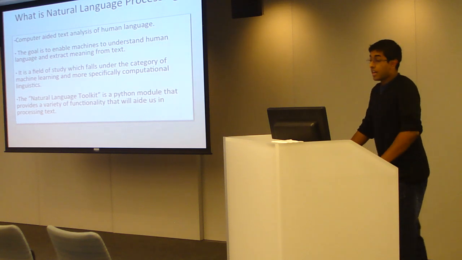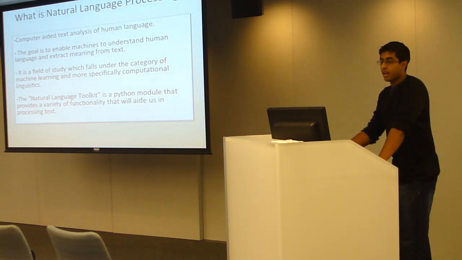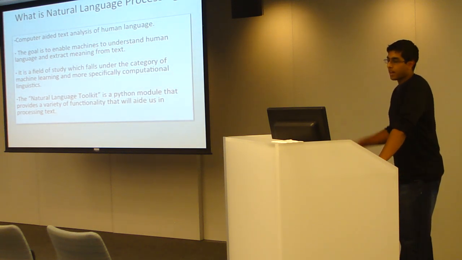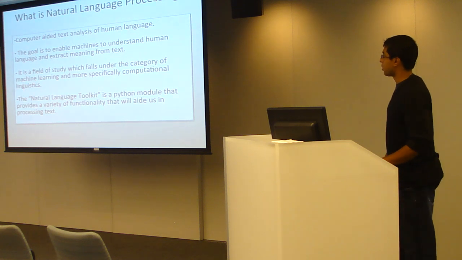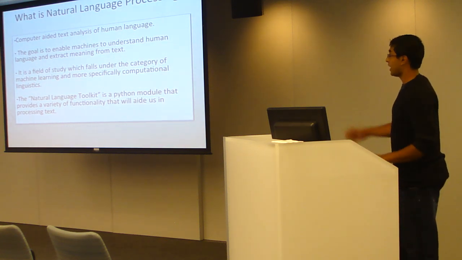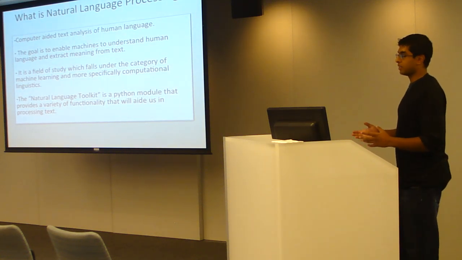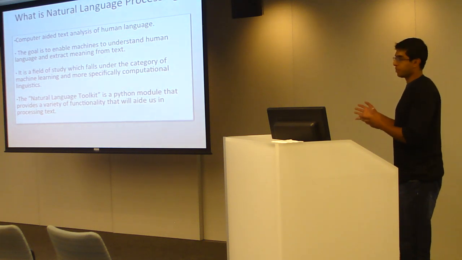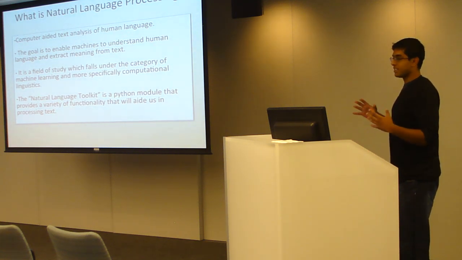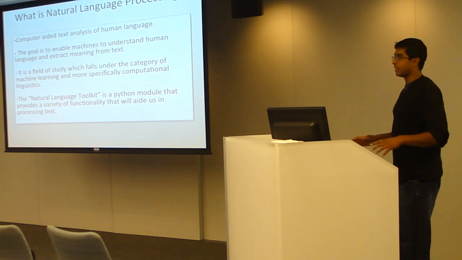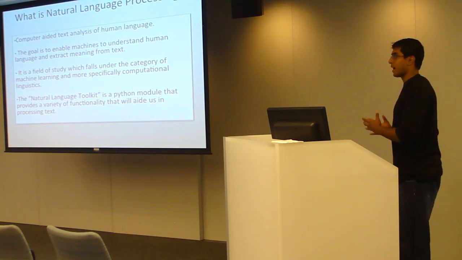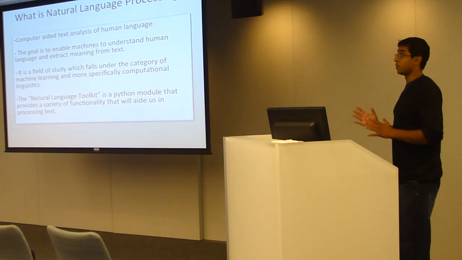Alright, so natural language processing is computer-aided text analysis of human language. And essentially the goal is to enable computers to actually understand things that humans would only normally understand. And it falls under the category of machine learning, and more specifically computational linguistics. NLTK itself is a Python module, and what's really great about it is that a lot of the inner workings of how a lot of these computations work are concealed by this library. And so it makes it really easy for anybody really quickly to put something together that actually parses through text all over the web.